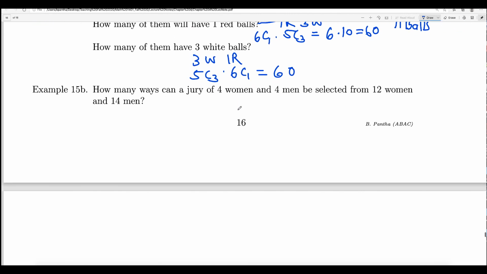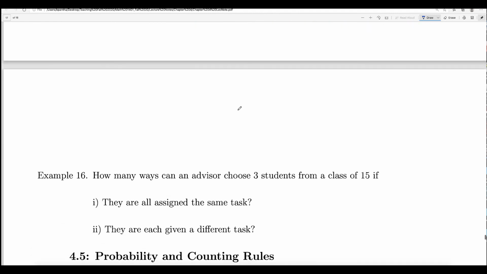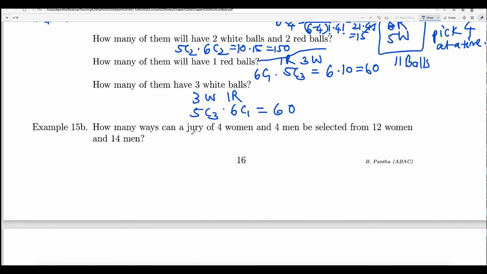Okay, let us look at 15b. How many ways can a jury of 4 women and 4 men be selected from 12 women and 14 men? So there are 12 women and 14 men available to select from, but you want to select 4 women and 4 men. How many ways can you do that? It is 12C4 times 14C4. Just use a calculator, you will get a number. Whatever number you get is the final answer.